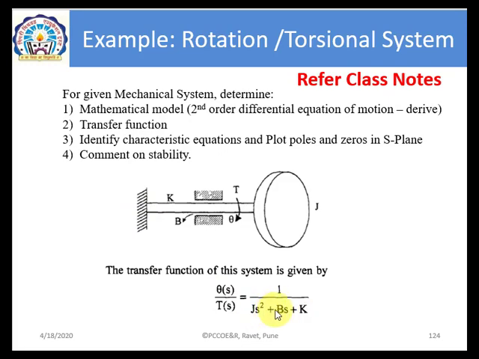Now to get this transfer function, we need to derive the equation of motion for this torsional or rotational system. For the given mechanical system, determine the mathematical model. So they are asking us to determine the second order differential equation of motion. We are going to derive it, then we are going to obtain the transfer function. Similar to the last numerical, we need to know what is the input given to the system and what is the response of the system. Third is to identify the characteristic equation, and also plot the poles and zeros in the S-plane. Assume some values for the torque, J, B and K, then we can easily find the location of the poles in the S-plane.